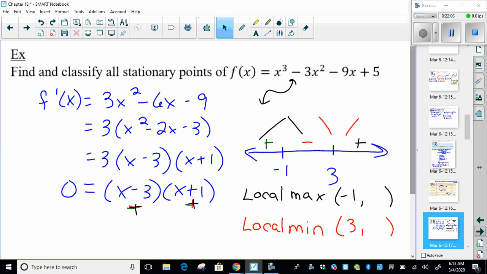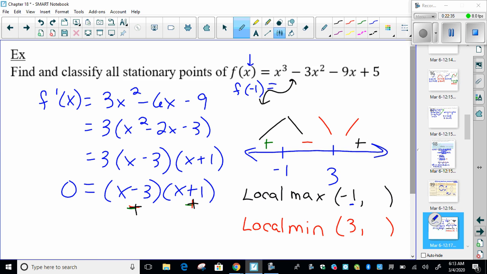Well, I still need to figure out what the coordinate point is. It says find and classify all stationary points, not just find the x values of them. Since I need to find my coordinate points, I know that my slope changes. It's that horizontal tangent. One x is -1. So if I want the y value, I've got to take my -1 and plug it in here. I need to find f of -1.